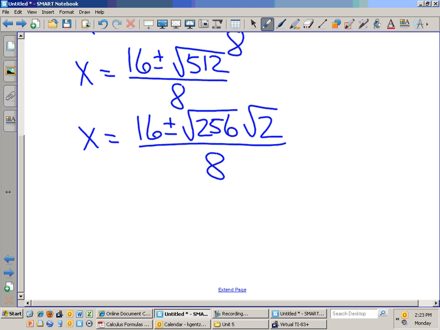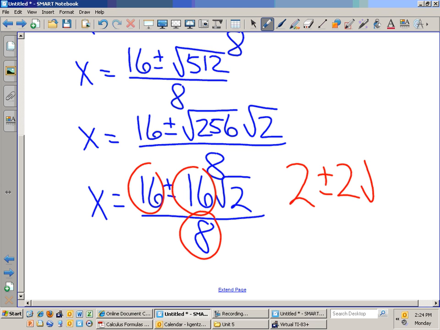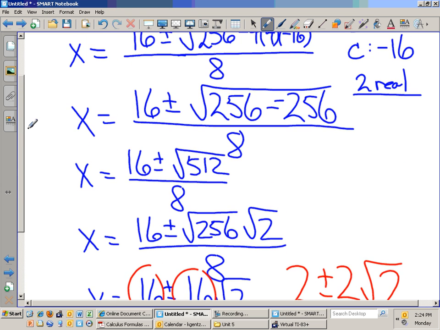What is the square root of 256? What's my last step? Common factor among those 3 numbers. 8. 16 divided by 8 is? That's simplest radical form. 2 plus or minus 2 square roots of 2.